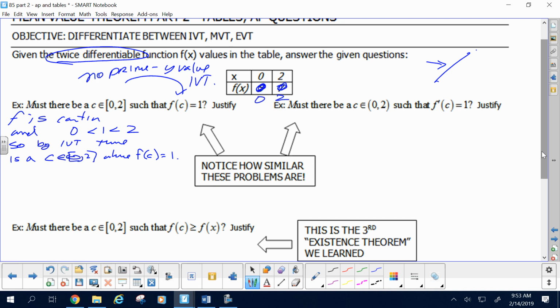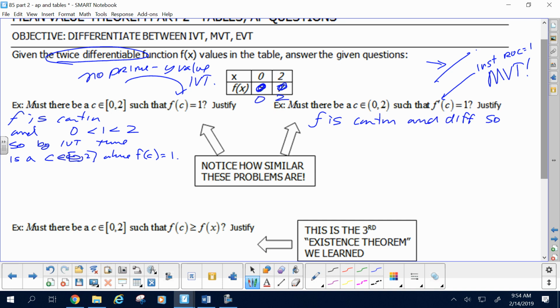This one, I copied and pasted, and I just stuck in the smallest little prime in it. But that makes the problem very different. Now you're talking, must there be a place where the instantaneous rate of change equals 1? That's a reference to MVT. You're talking rates of change now. So meet the conditions. What are the conditions for MVT? Yeah, f is continuous and differentiable.